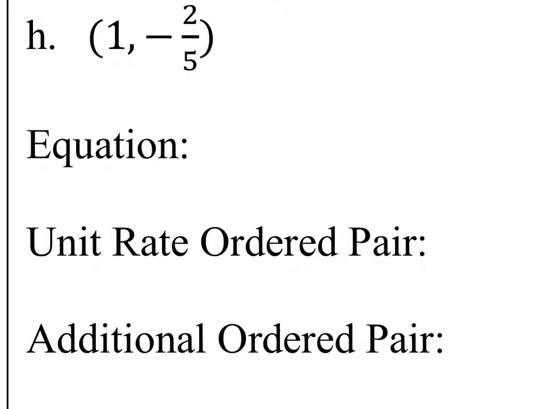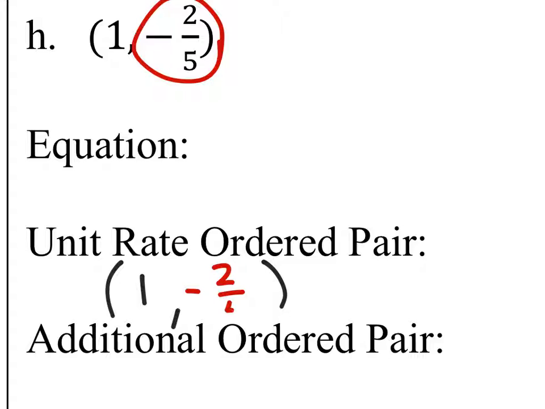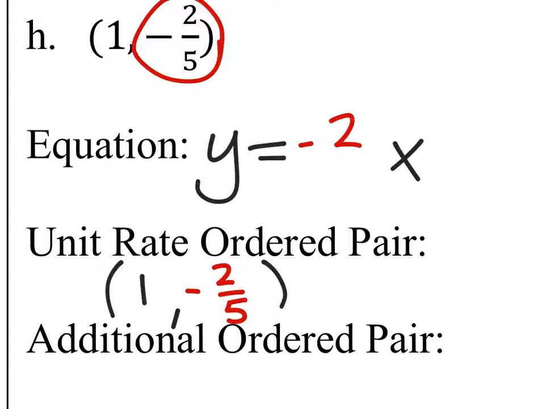All right, on H, again, we should find the unit rate ordered pair first because we just want the x to be 1, right? Well, do we know what the y value is when x is 1? Yeah, it gave it to us in this ordered pair, -2/5. So that makes this pretty easy to write the equation. y equals -2/5 times whatever x value we have.